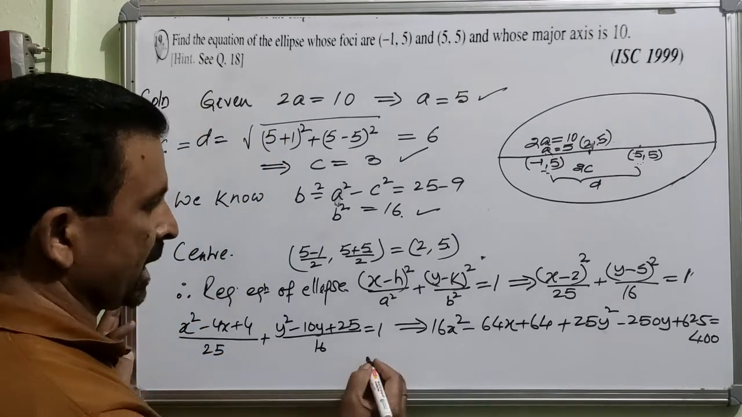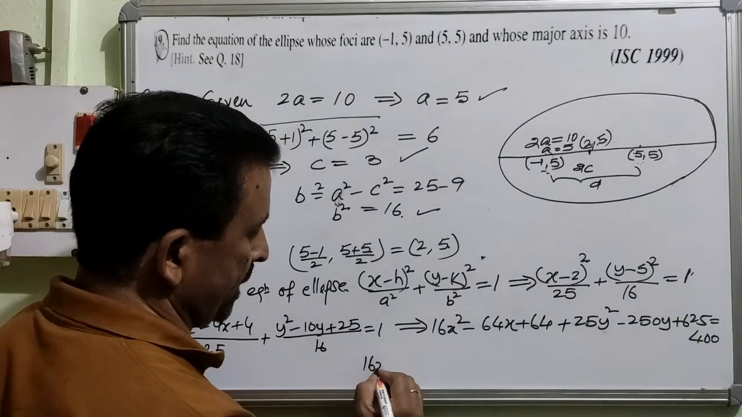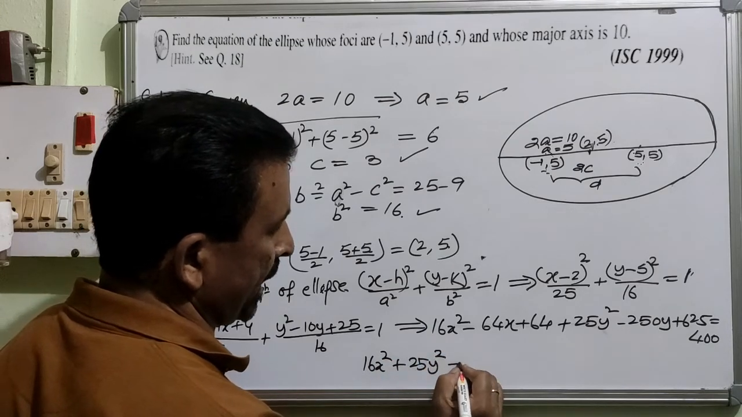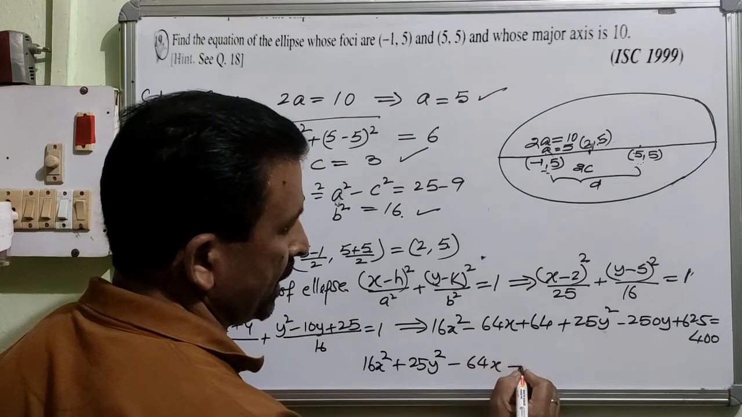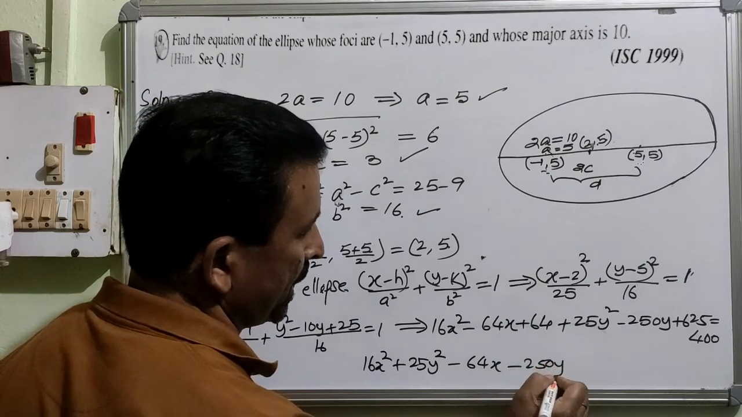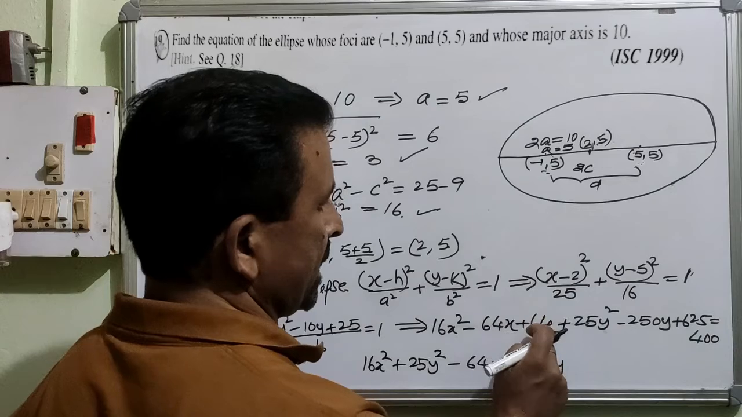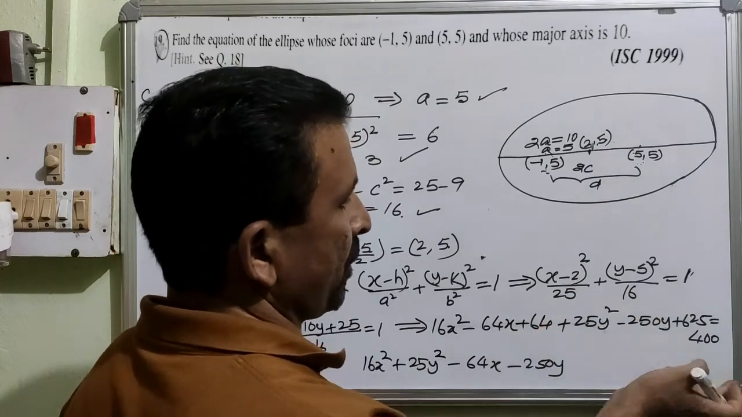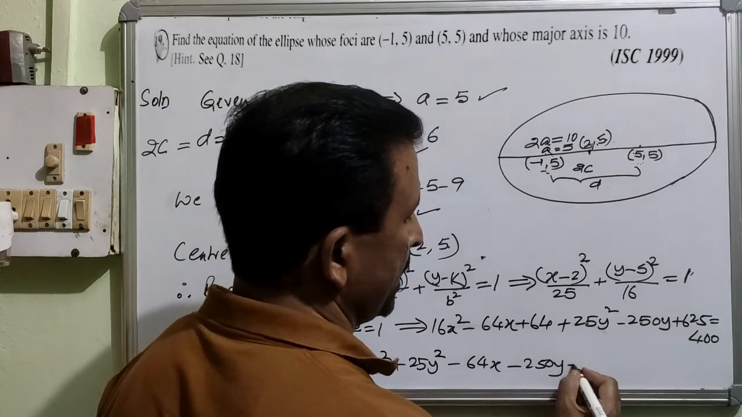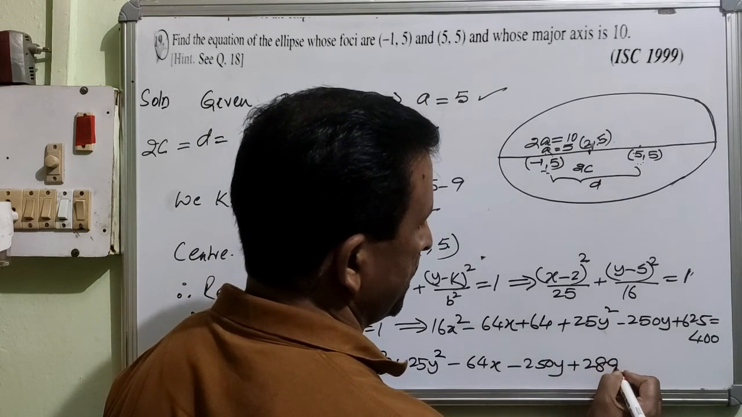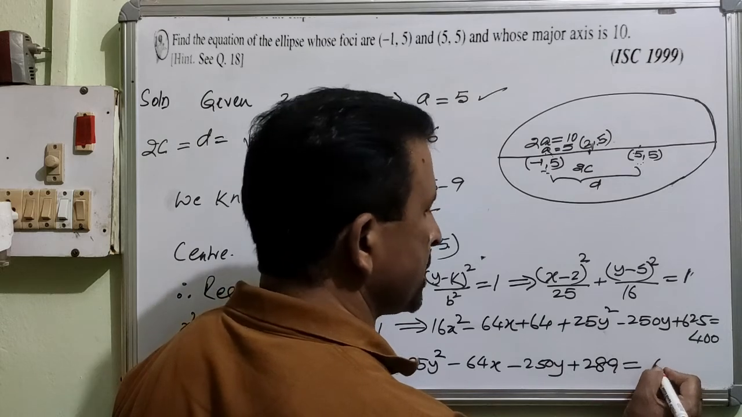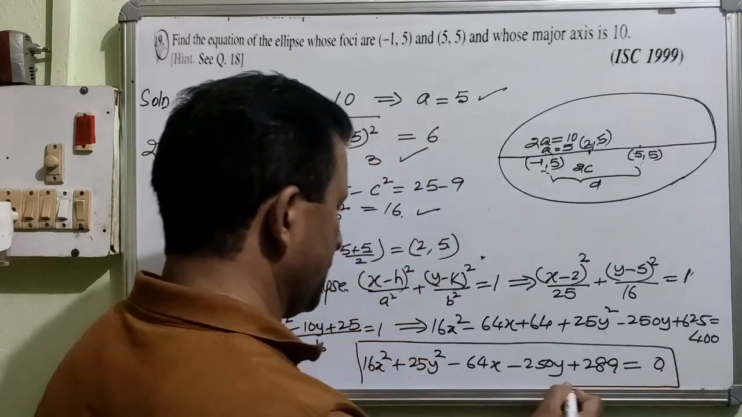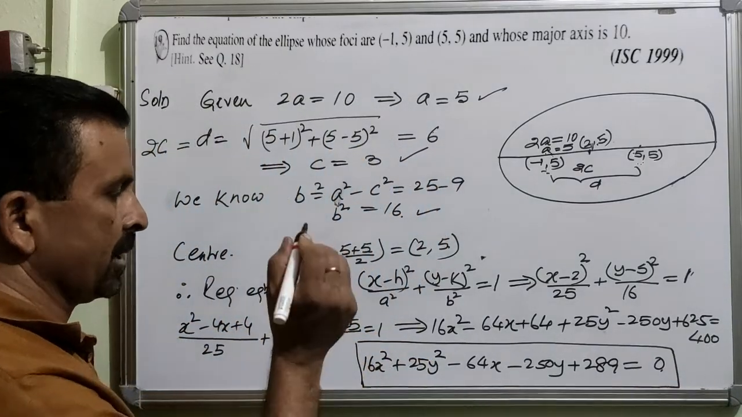Okay, so the final answer will be 16x square plus 25y square minus 64x, and this is minus 250y. Now we have 625 here and then 64 here. This is total 689, right? And this 400 comes to this side, so it will become 289, and this is equal to 0. This is the final equation of your ellipse. This is the end of your conic section.